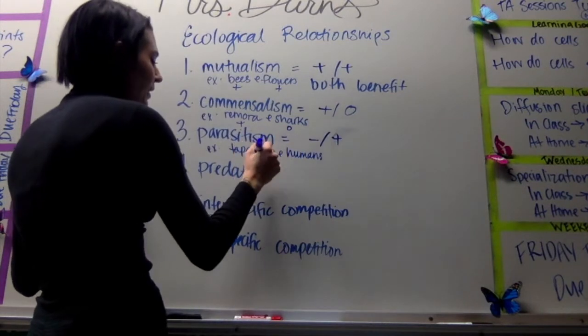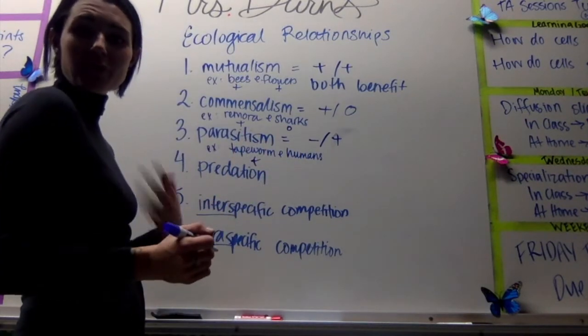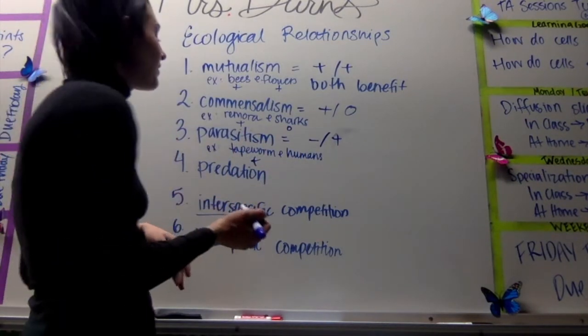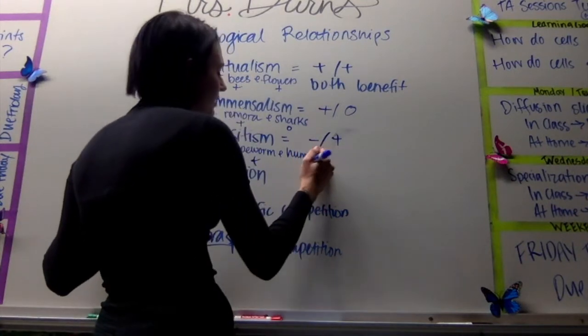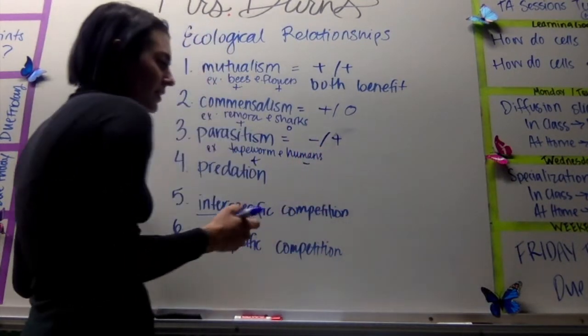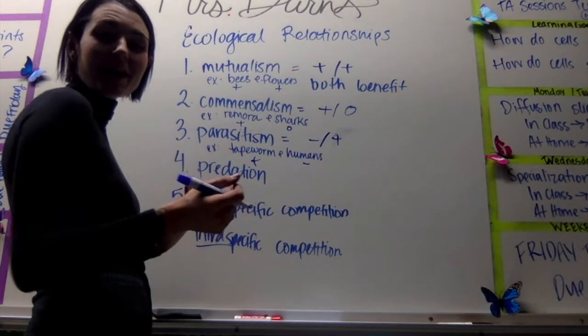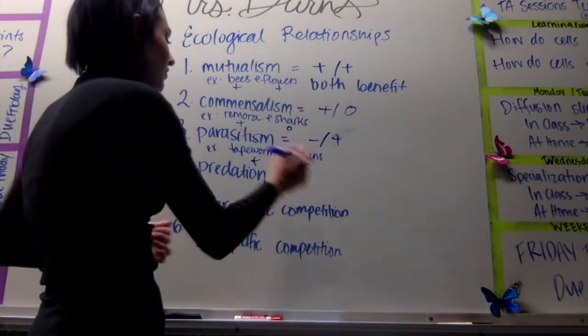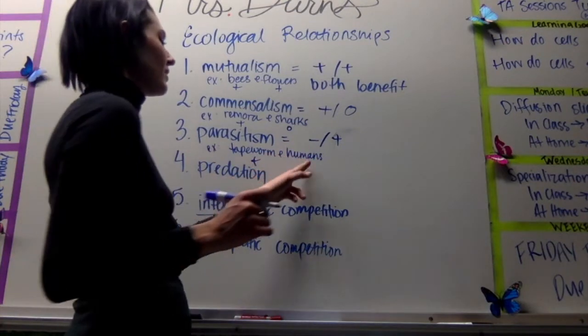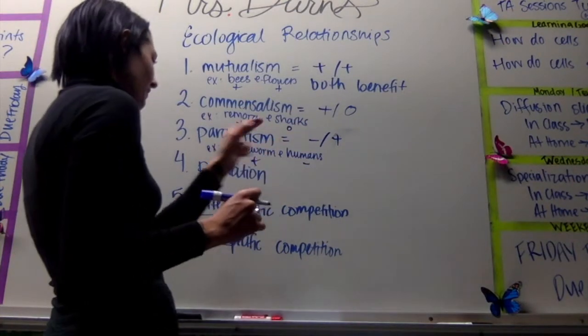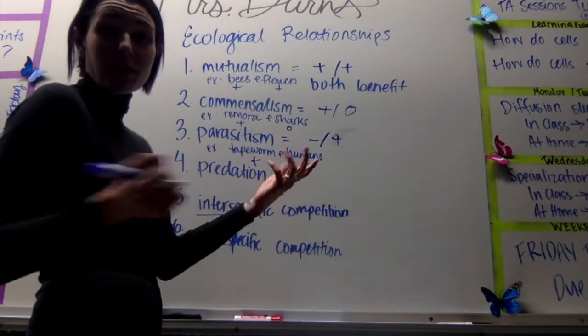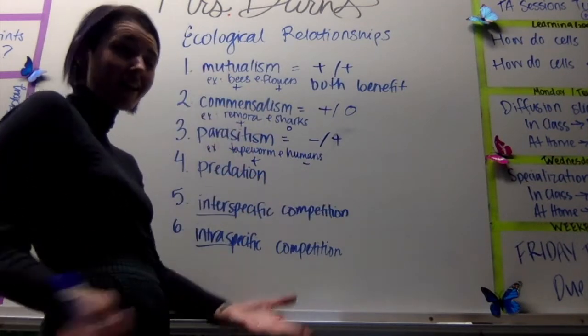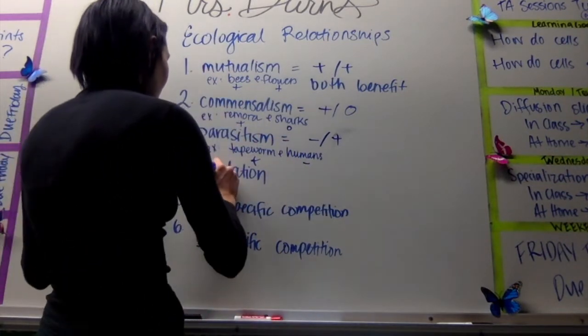So tapeworms benefit because they eat all of the food that we eat. They get all the nutrition from everything that we digest. Humans, on the other hand, suffer because our nutrition is getting taken away. The food that we eat is literally being sucked out of our body to feed the tapeworm. So parasitism is a negative and a positive. The parasite benefits, the one that's being parasitized on is suffering.